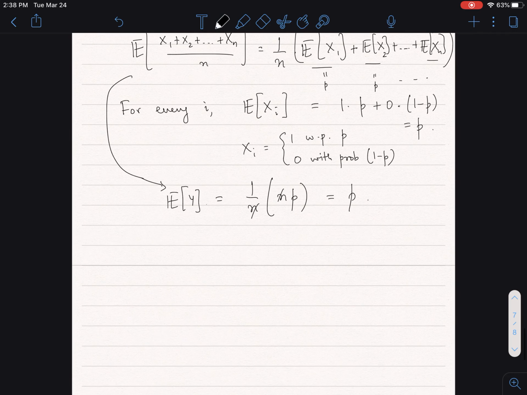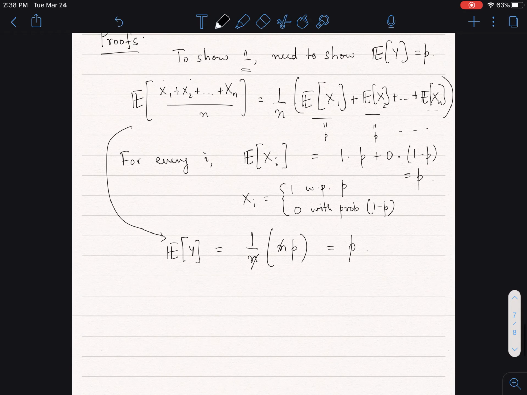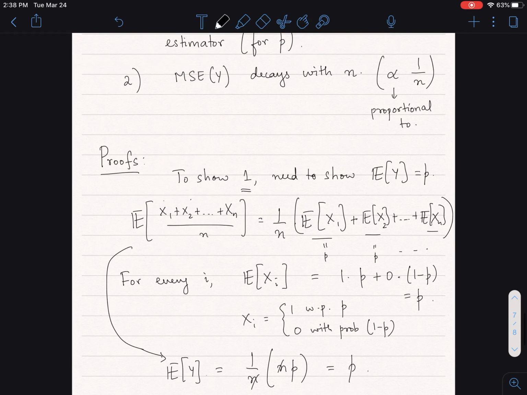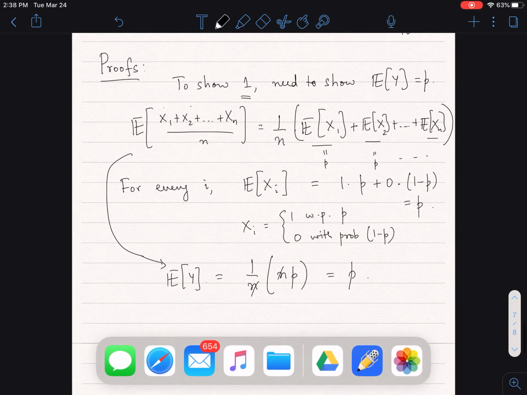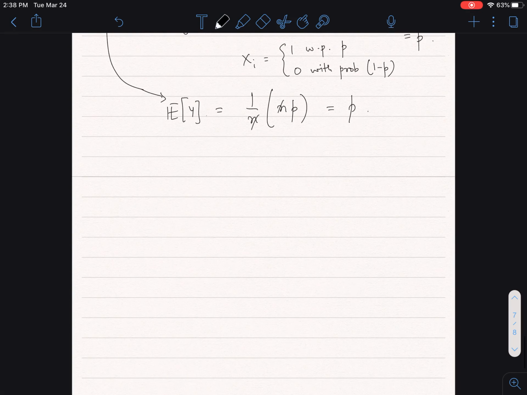Okay, so pause for a bit and look at the proof again if you would like to see this. Okay. So let's now go to the second claim, which is to analyze the mean squared error of y. Okay, so let's do that. So what is the mean squared error of y?